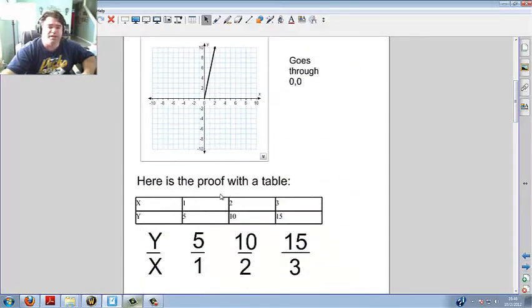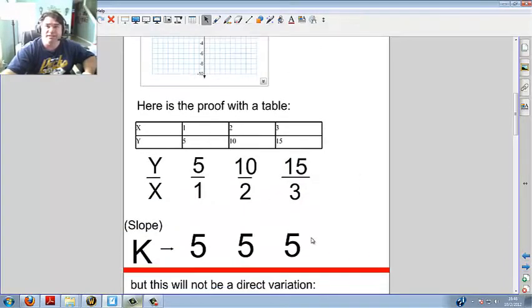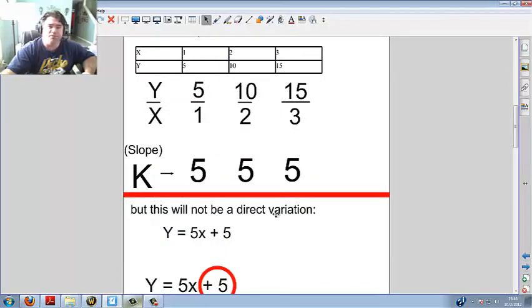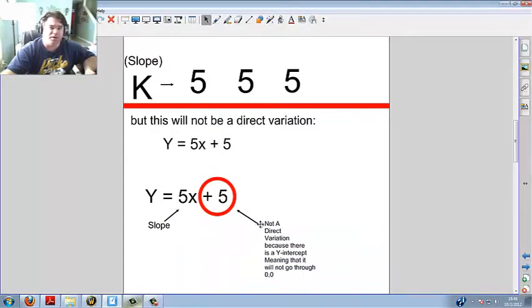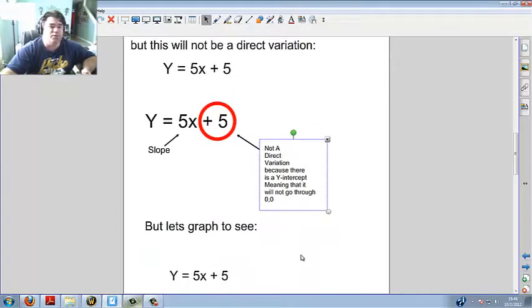So here's proof with the table. If I take these here, 5, 1, 10, 2, 15, 3, notice how the k is the same. But this one here will not be a direct variation because of plus 5. Plus 5 throws it all off. Not a direct variation because there's a y-intercept, meaning it's not going to go through 0, 0.